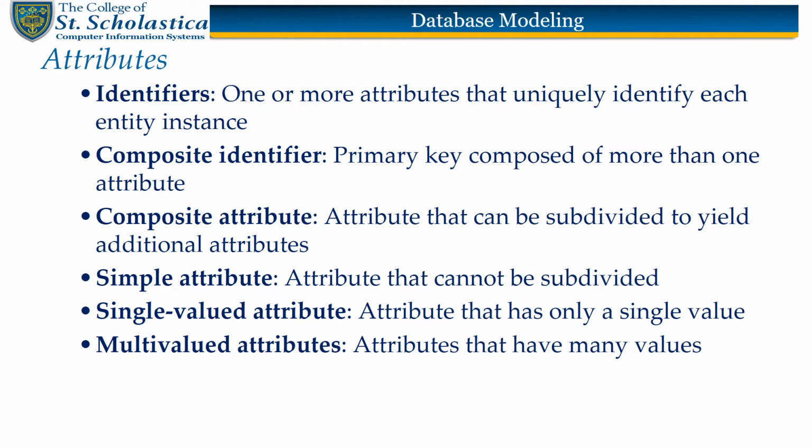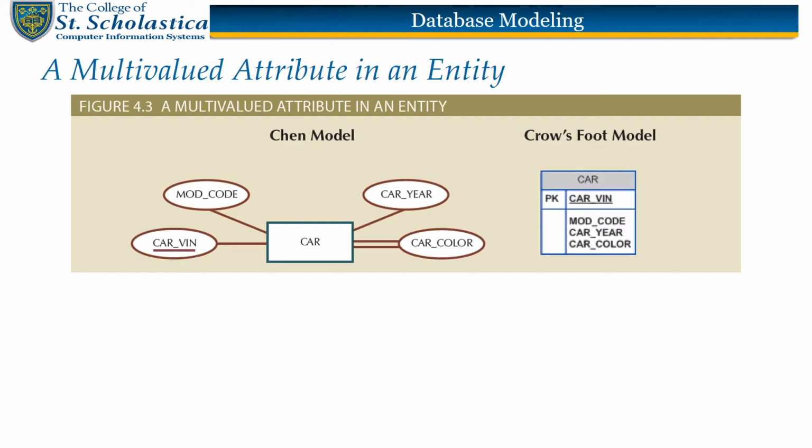A single-valued attribute is an attribute that can have only a single value. Multi-valued attributes are attributes that can have many values. The ERD in Figure 4.3 contains all the components introduced thus far. The car_VIN is underlined in both models, as is the primary key. In the Chen ERM, multi-valued attributes are shown by a double line connecting the attribute to the entity. The crow's foot notation does not identify multi-valued attributes. That car_color is a multi-valued attribute is implied in the car entity.